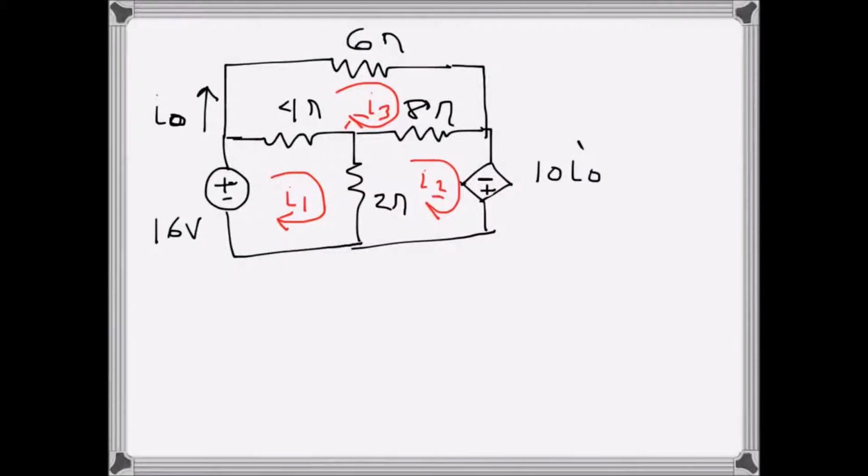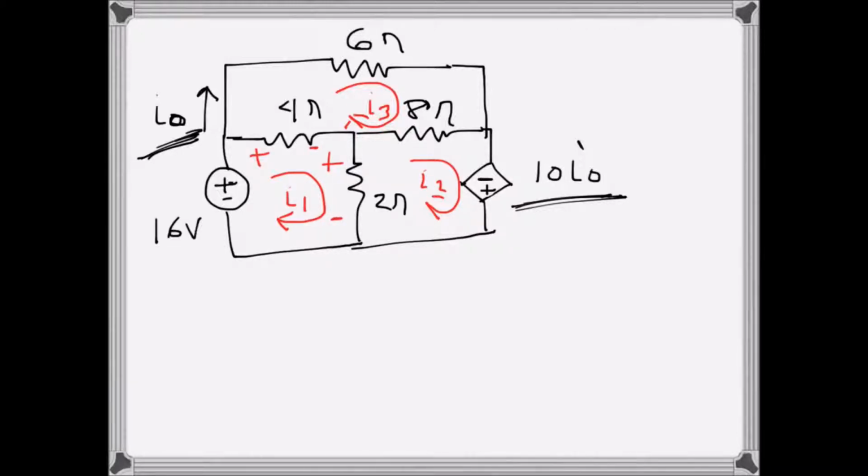We need to find the current I naught. We can see that there is a current dependent voltage source here, which is 10 I naught, and the current here is I naught. So we will apply the loop current method to do that. There are 3 loops and 3 loop currents are already assigned. So we need to write the loop current equations for each of the loops.